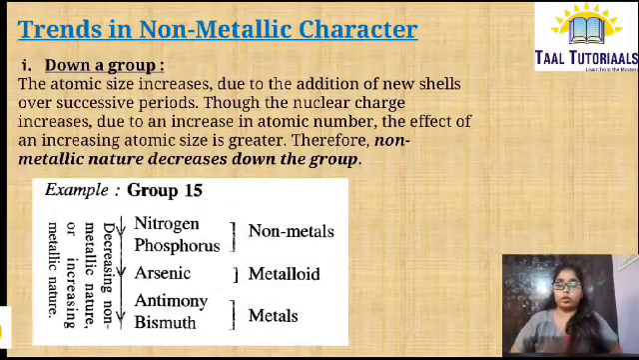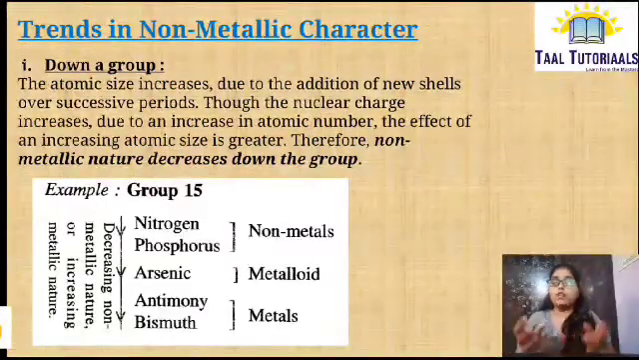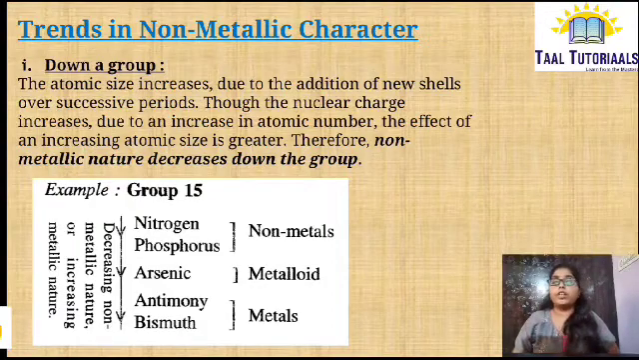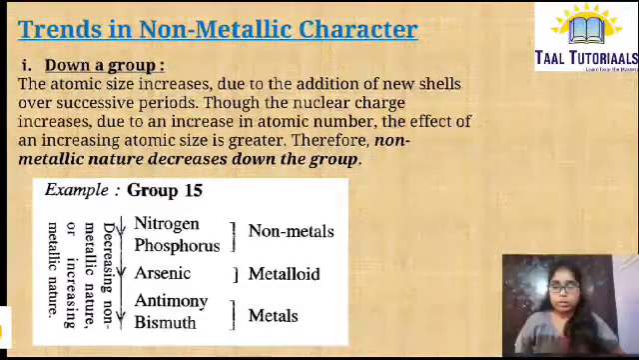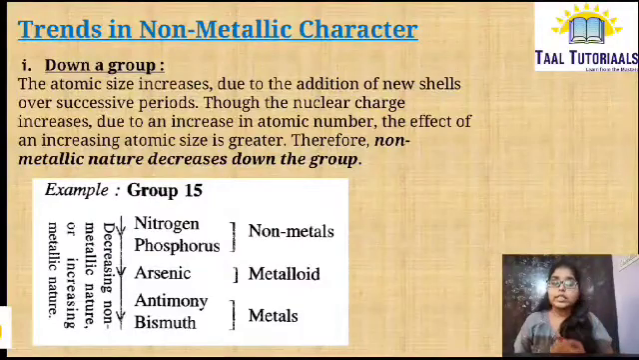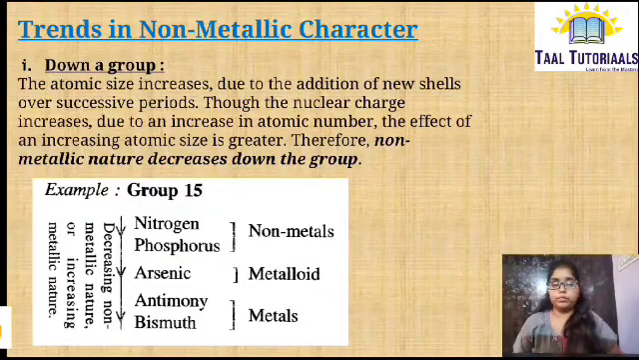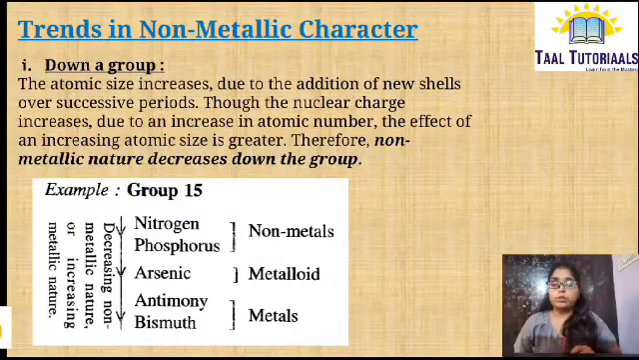Now, trends in non-metallic character. When coming down a group, that is from top to bottom, the atomic size increases. Why? Because of the addition of new shells over successive periods. Though the nuclear charge increases due to an increase in atomic number, the effect of an increasing atomic size is greater. Therefore, non-metallic nature decreases down the group, because there is an increase in the atomic size. Here you can see an example: nitrogen, phosphorus, arsenic, antimony, bismuth. There is a decrease in the non-metallic nature.